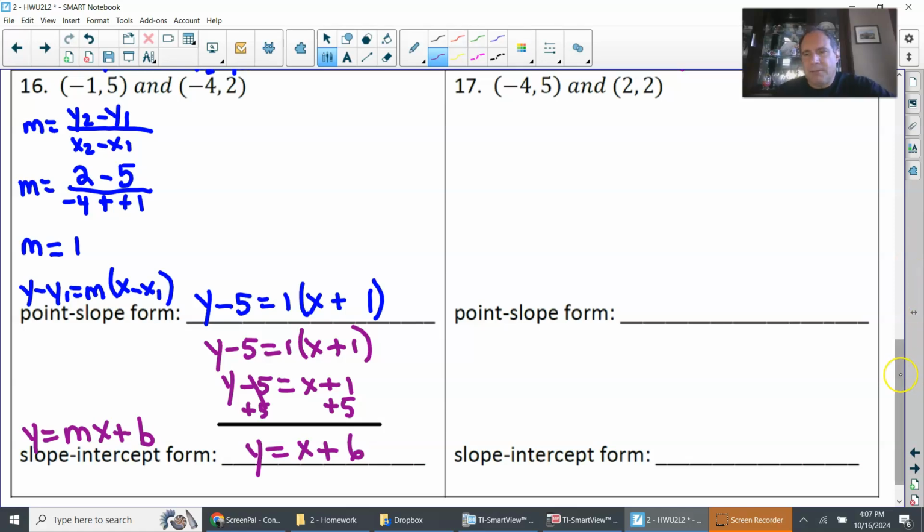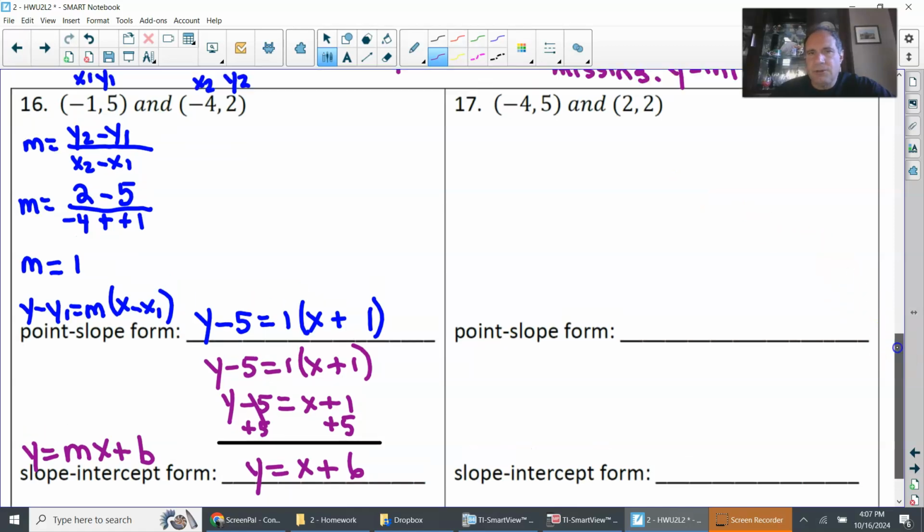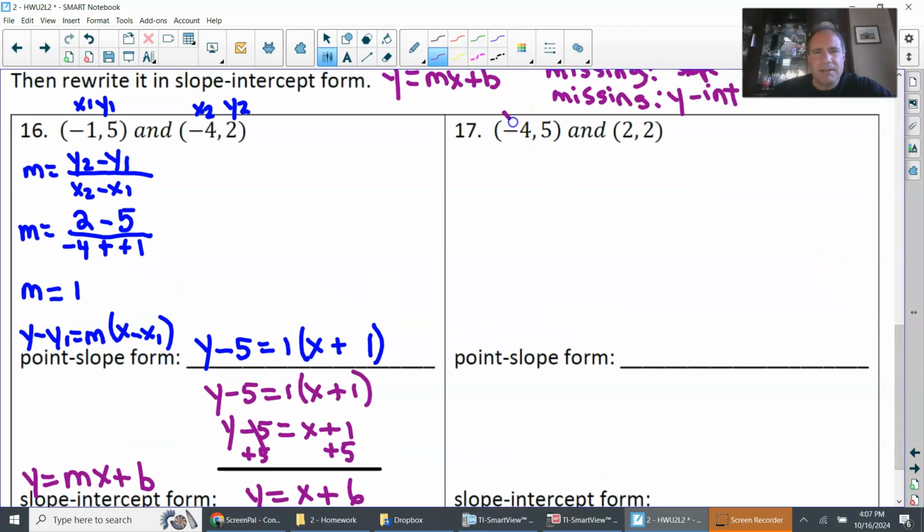All right, let's go back up to the last question on this homework page and label. The first thing that you do is label. I always label above, but it doesn't matter. It's x1, y1, x2, y2. You're missing the slope. So I'm going to put y2 minus y1 over x2 minus x1, and then m equals y2 minus y1, y2 is 2, y1 is 5.